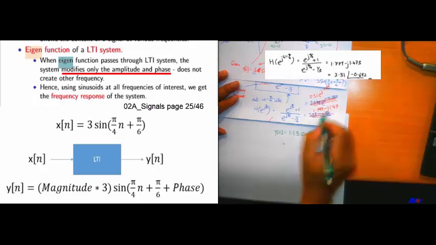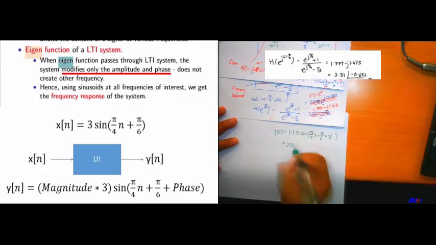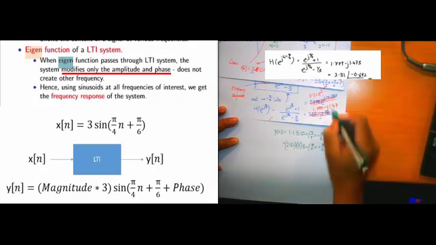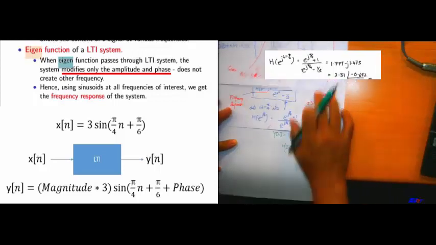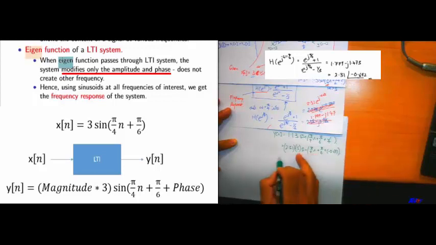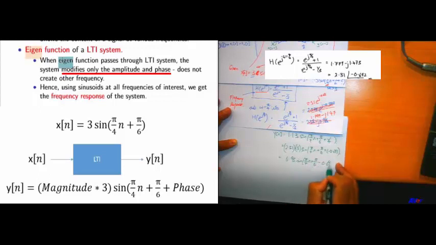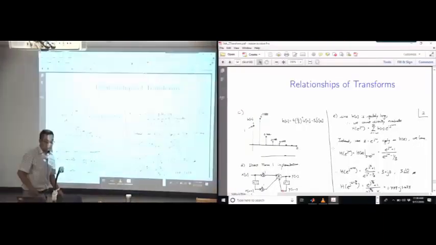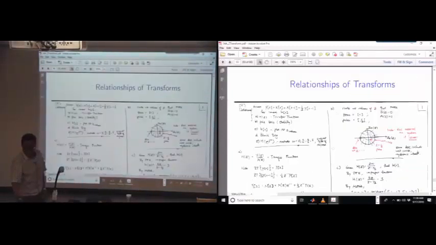So now I can substitute. The magnitude is 2.31, times 3 sine of pi over 4 n plus pi over 6 plus my value, minus 0.69. That's the answer. Of course, if you open it up, it becomes 6.93 sine of pi over 4 n plus pi over 6 minus 0.69. Finish. Okay? So this is a closed form solution. If you have time, please go through this again and see how I have done it.